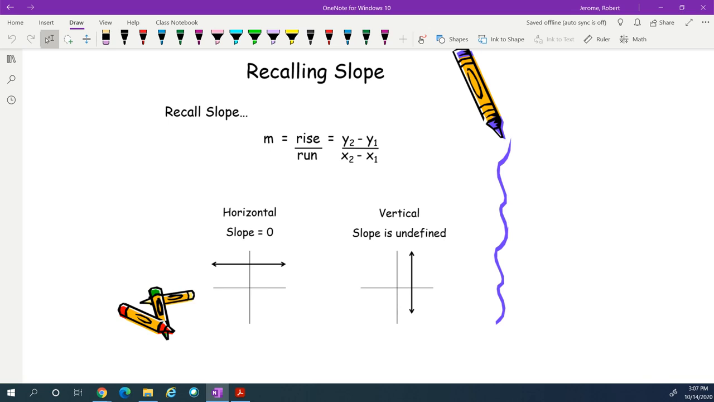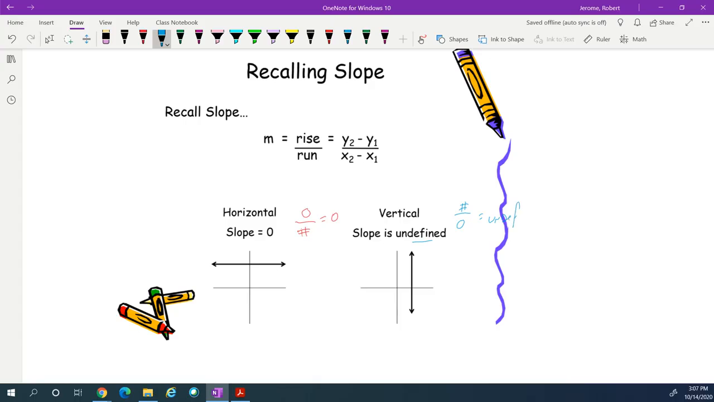In a vertical line, slope is undefined. So horizontal means that there is no rise. 0 is in the numerator. So this is 0 over some number, which equals 0. There's a value. The value is 0. For undefined, there's no run. The denominator is 0. So this is some number over 0, which is undefined.